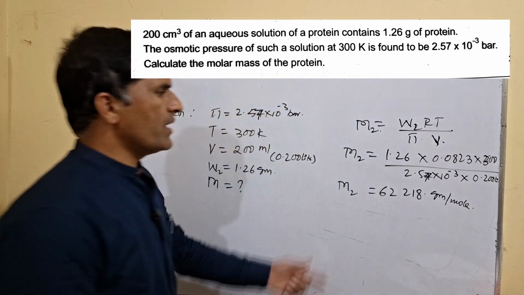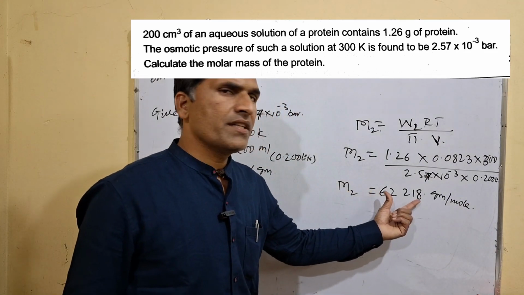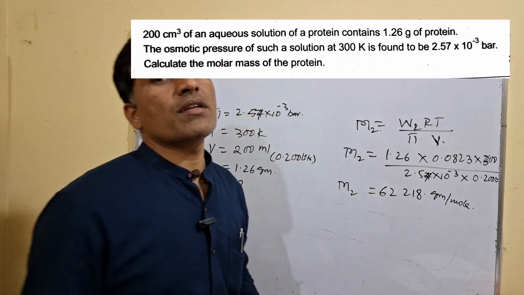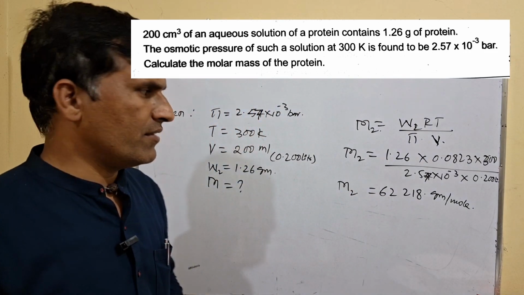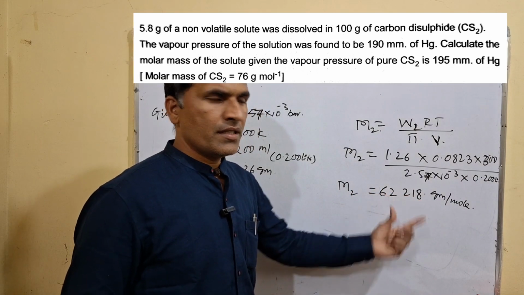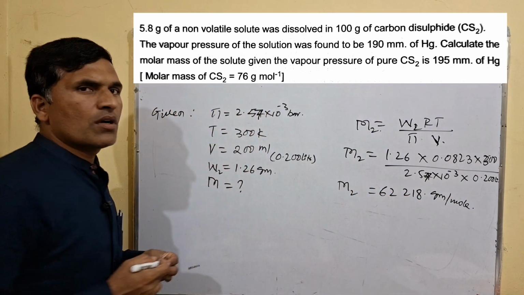You might be wondering by looking at this value, but we get such values because it is a protein. Proteins are high molecular weight compounds. Already we know that. Because of that reason, the molecular mass we get is like this. Fine. So let us move on to the next problem.